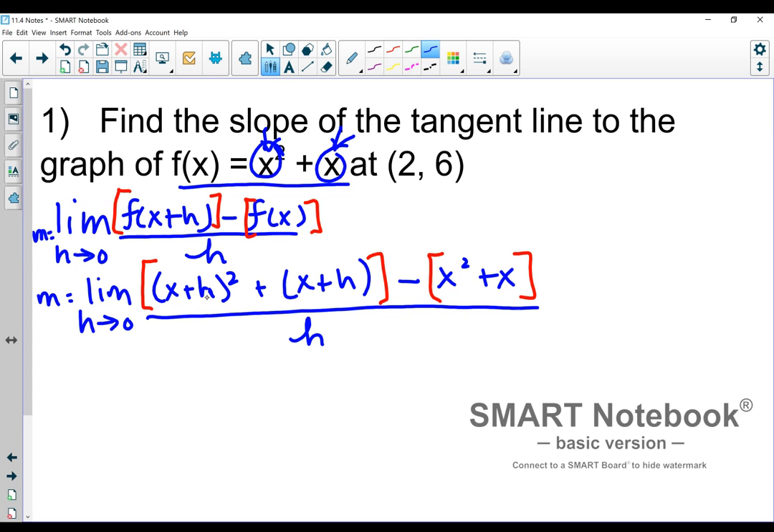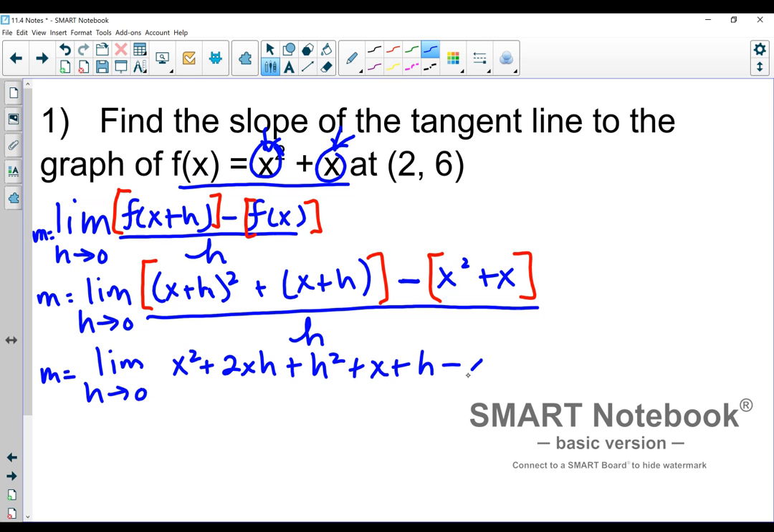So in the numerator, I'm going to expand my binomial. I'm going to distribute this minus sign to that second function. So let's go through and clean this up. x squared plus 2xh plus h squared. So I expanded the binomial, plus x plus h minus x squared minus x, all over h.